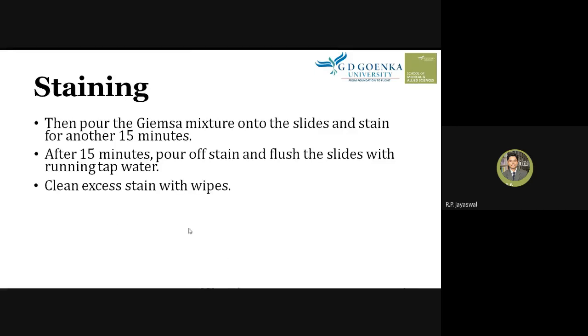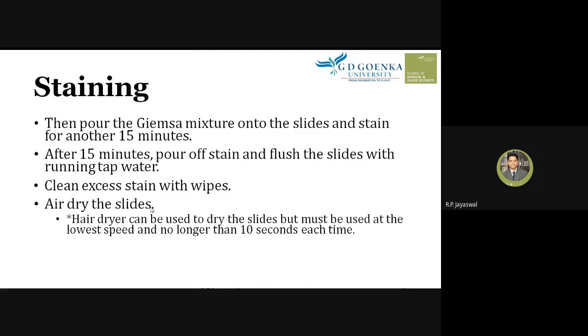Okay, so next is to clean excess stain with the wipes. There is tissue paper or wipes, and the wipes can be used to clean the excess stain from the back side of the slides. Now you can do the air drying, or you can use a hair dryer for 10 seconds. Okay, no longer than 10 seconds. So the hair dryer can also be used for at least 10 seconds, and this is how drying is done. When staining is over, you should do the drying process. If you want to speed up the drying, you can use the hair dryer also.